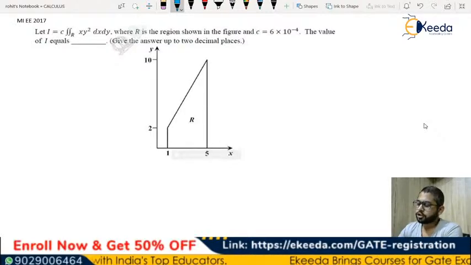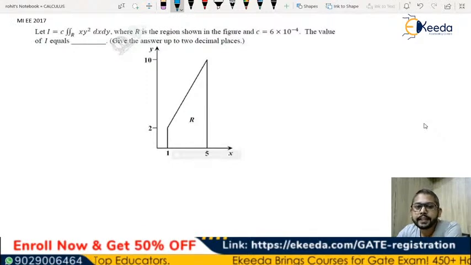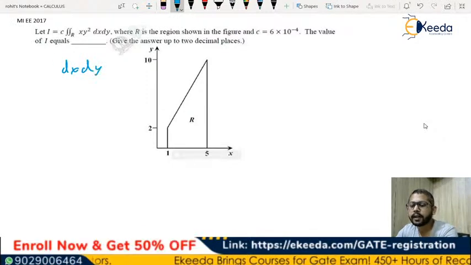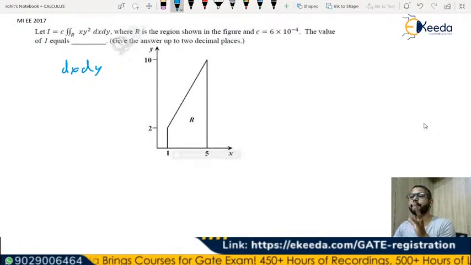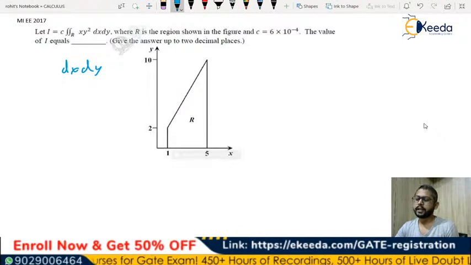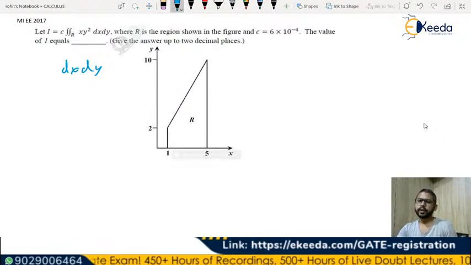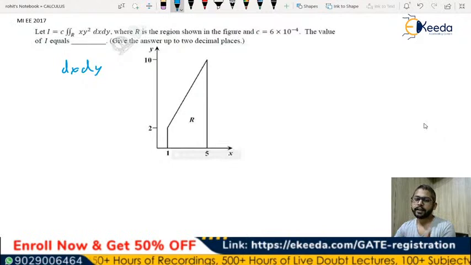Let's see. So the order of integration in this case is dx dy. Right? I'll give you two approaches, and you will have to decide which one is better and which one you should drop. And I won't solve it, because it is all about saving your time in the examination.